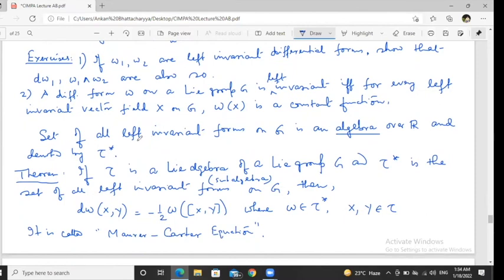Now, the set of all left invariant forms on G is an algebra over R and is denoted by tau star. If tau is the Lie algebra of a Lie group G and tau star is the set of all left invariant forms on G, then d omega(X, Y) equals minus half omega([X, Y]), where omega belongs to tau star. This is the Maurer-Cartan equation.